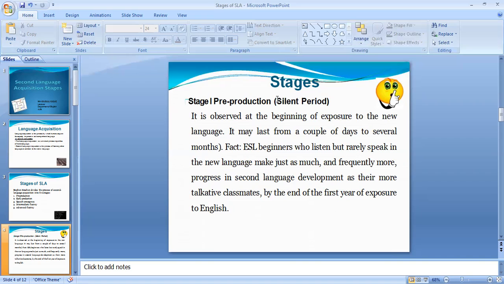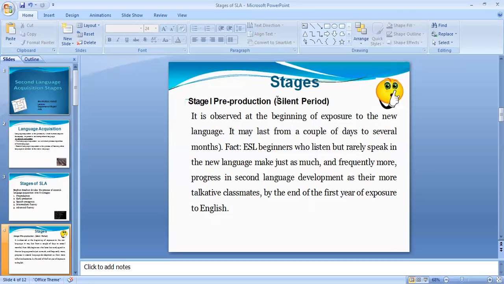In this period of time, students can perceive or receive 500 words, and they can understand these words, but they are not comfortable using these words. They can understand new words and comprehend all these words, but they cannot use these words in their conversation. And this period is called the silent period or pre-production period.